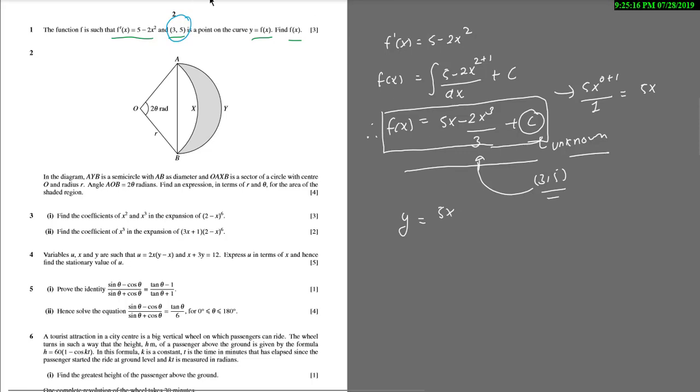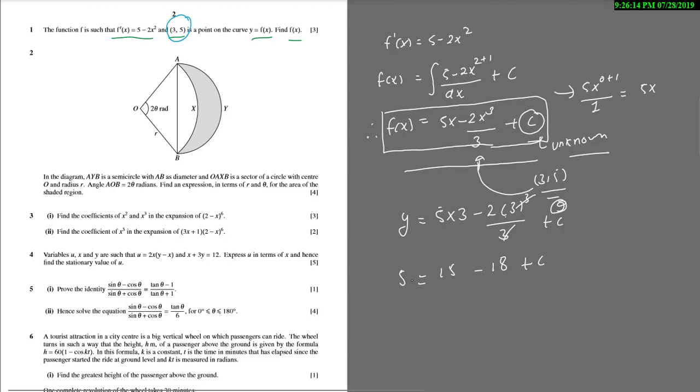Sorry, let me put the real values here. We have 5 times 3, minus 2 times 3 cubed divided by 3, plus c. 5 times 3 is 15, minus, and we cancel one 3 here, so it's 3 squared, which as we know is 9, and 9 times 2 is 18, plus c.